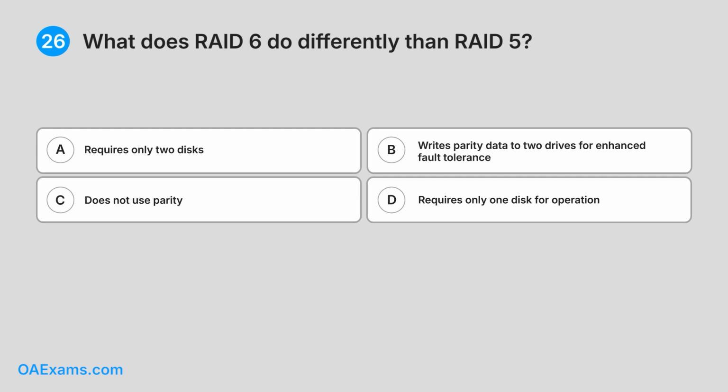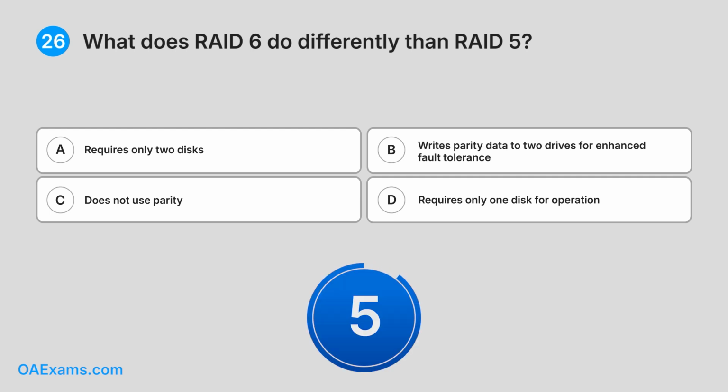26. What does RAID 6 do differently than RAID 5? A. Requires only 2 disks. B. Writes parity data to 2 drives for enhanced fault tolerance. C. Does not use parity. D. Requires only 1 disk for operation. Do you know the answer?